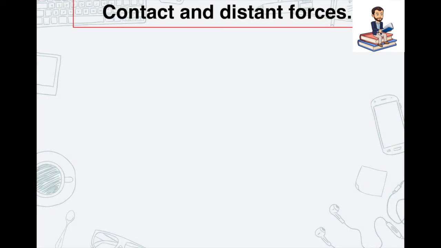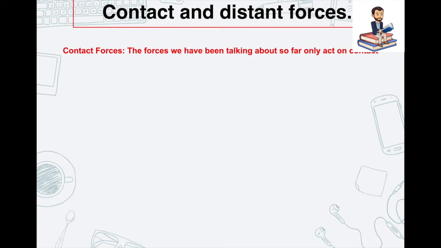Contact and distant forces. I wonder what this means. We have some forces that are called contact forces and some that are called distant forces. Let's have a look at what these mean. Contact forces are forces that we've already been talking about so far, and they act on contact, so they have to actually touch the object to make it move.